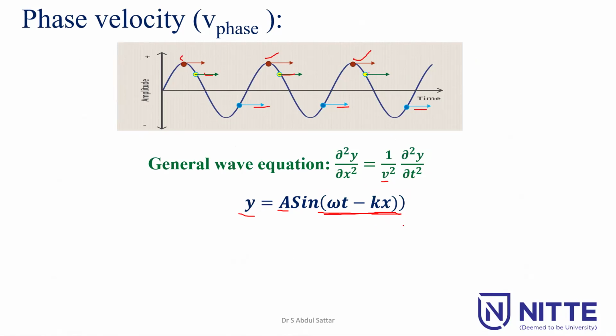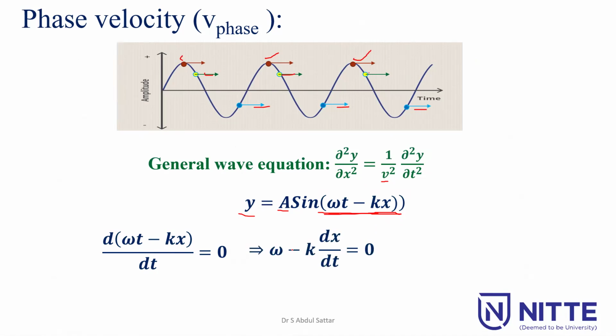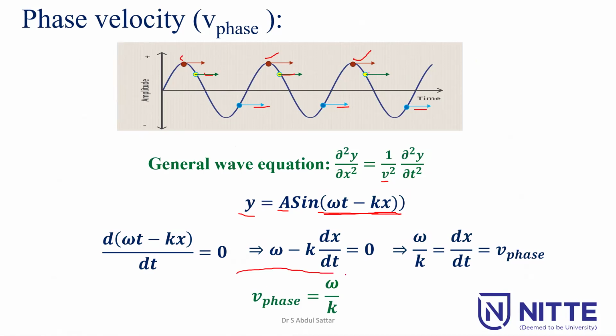That's why the differentiation of a constant equals how much? 0. So d by dt of (omega t minus kx) equals 0. If you differentiate this and simplify, you will get omega by k equal to dx by dt. So this equals v phase. The phase velocity of a wave is given by omega by k, where omega is the angular frequency and k is the wave number or propagation constant, k equals 2 pi by lambda. Therefore v phase is equal to omega by k.